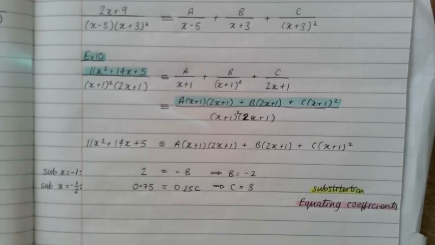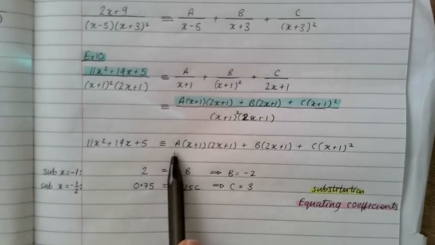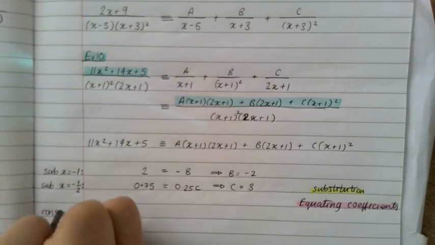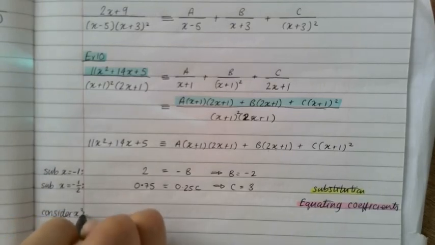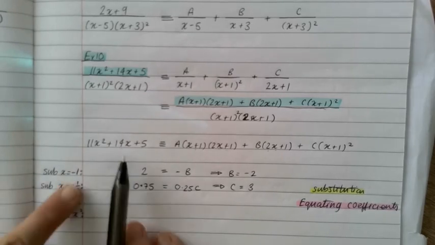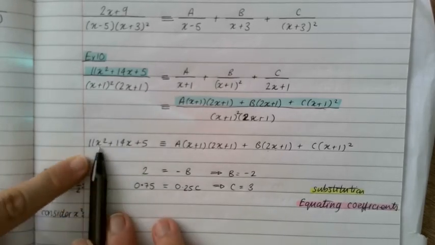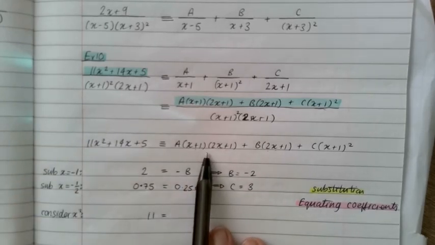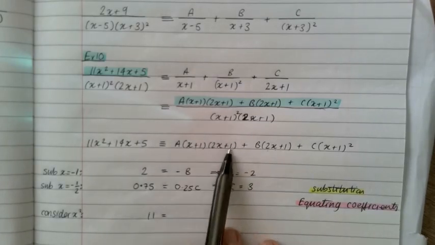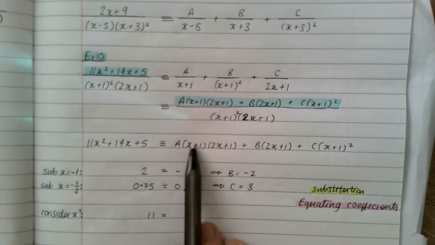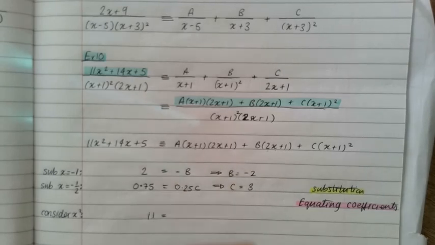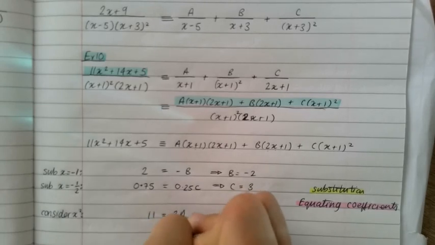So we want to find a, so we're going to consider the coefficients of x squared. Now if we look at the left hand side, our coefficient for x squared is 11. And then if we look at the right hand side, this first term is going to give me an x squared term, isn't it, when I do x multiplied by 2x. So I would get 2x squared, and that would all be times by a. So that would be 2a.